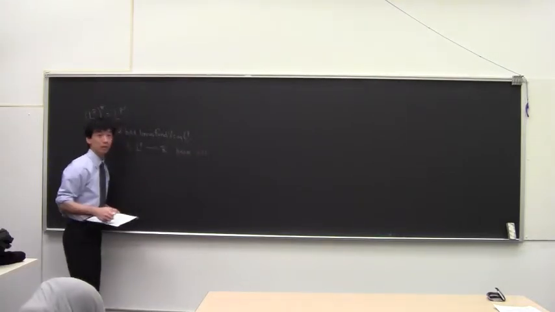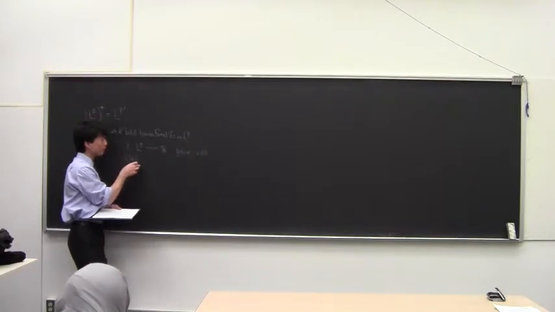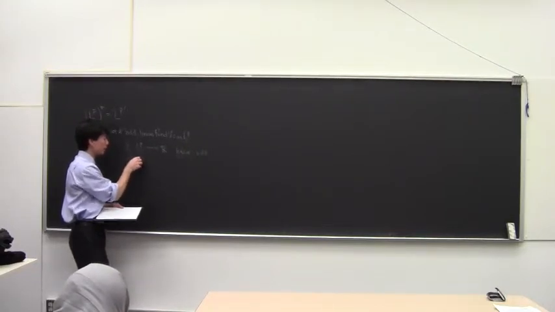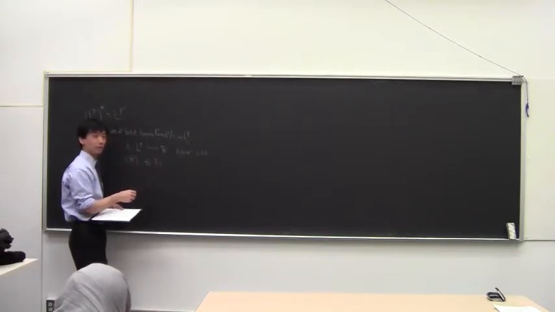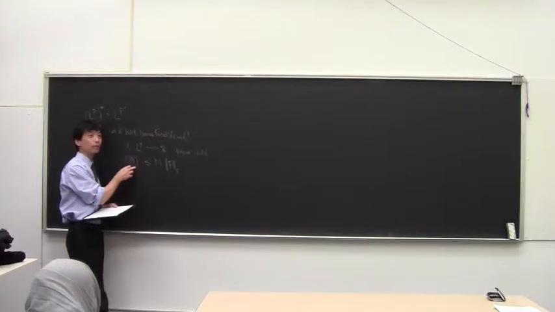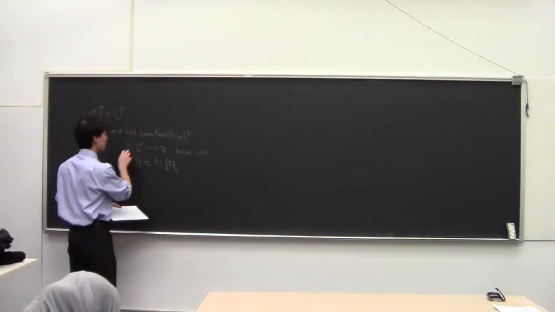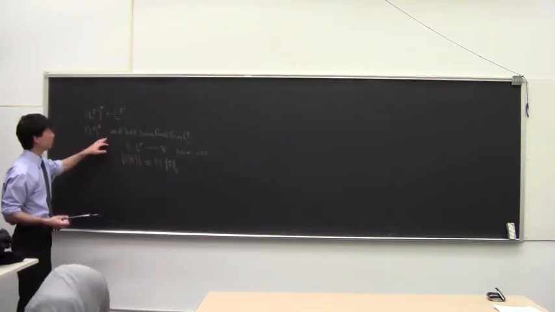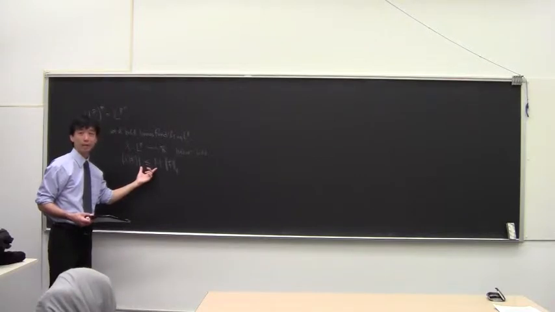What does bounded mean? Just to make sure that we know our language. There exists M larger than zero such that |L(f)| is less than or equal to M times the norm of f, right? We need absolute values. So these are the linear functionals, and they have to have a bound, right? Okay.